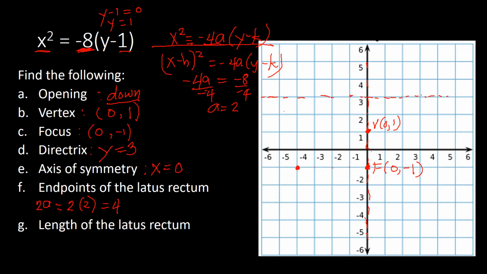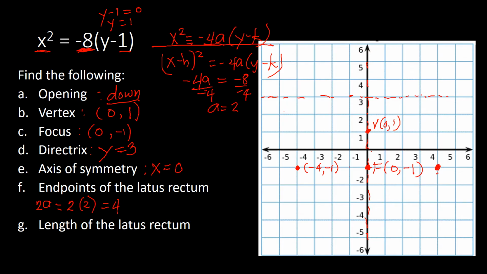So this is where our endpoint of the latus rectum is, with our coordinate x equal to -4, and our y here is -1. So next one, we go for another endpoint. From the focus again, we count 4 units to the right. So we have 1, 2, 3, 4. So this is where our endpoint of the latus rectum is.